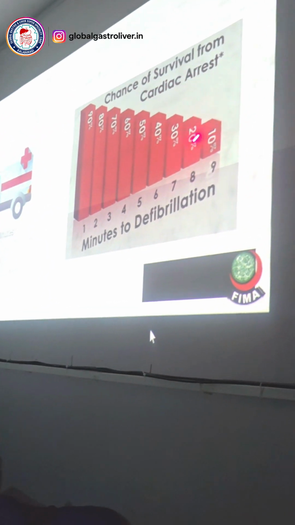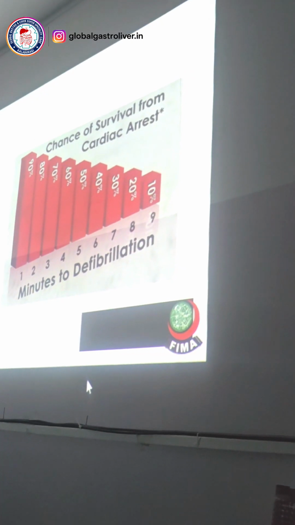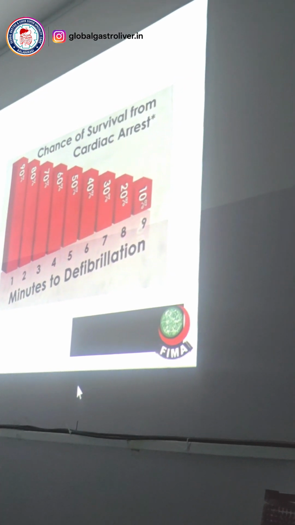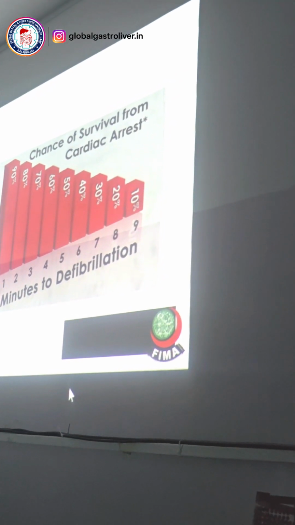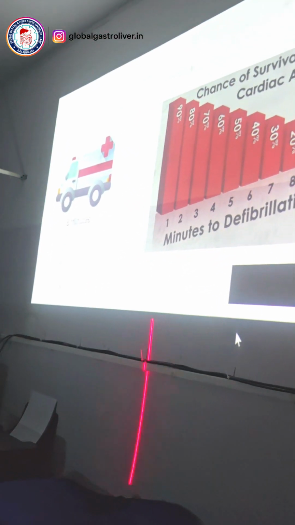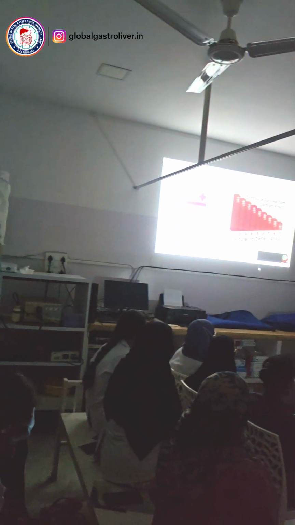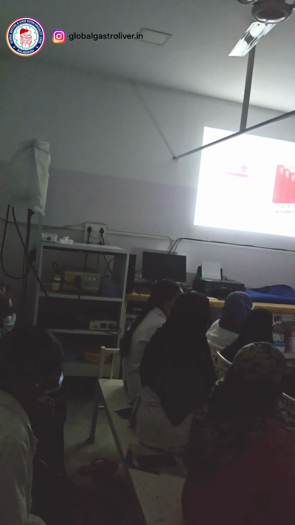Chances of survival after cardiac arrest: if within 1 minute you recognize the cardiac arrest, start CPR and give timely defibrillation, there is a 90% chance he will survive. That is why survival in hospital has already gone below 50%.